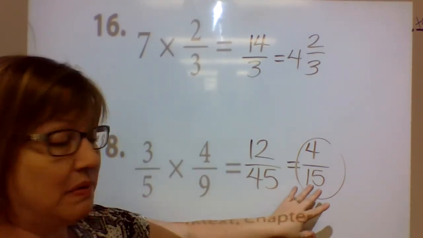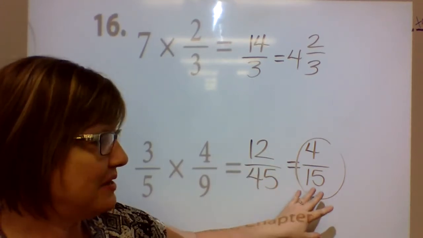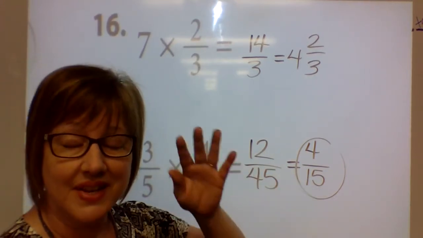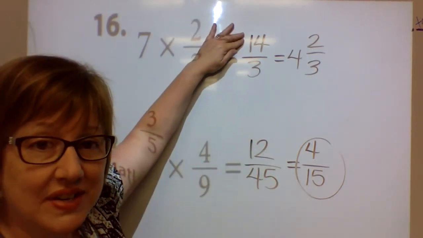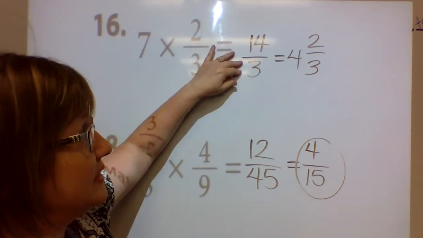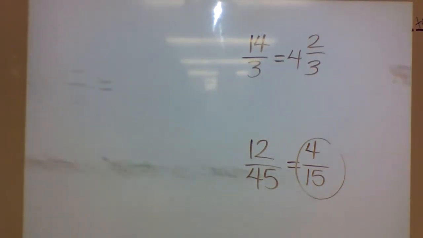You've got to make sure you put it in simplest terms. Smallest terms. This time we reduced it. We divided both numbers by the same number. We divided both numbers by 3. Sorry, I kind of did that in my head instead of saying it out loud. And this one up here is top heavy, so we divide the top number by the bottom number and write the remainder as a fraction. Remember that? Okay, let's look at 17 and 19.